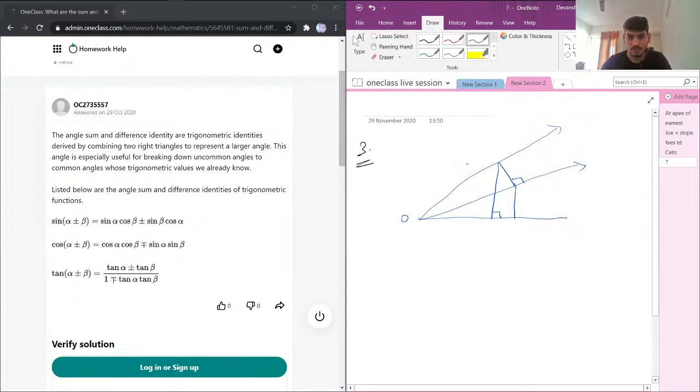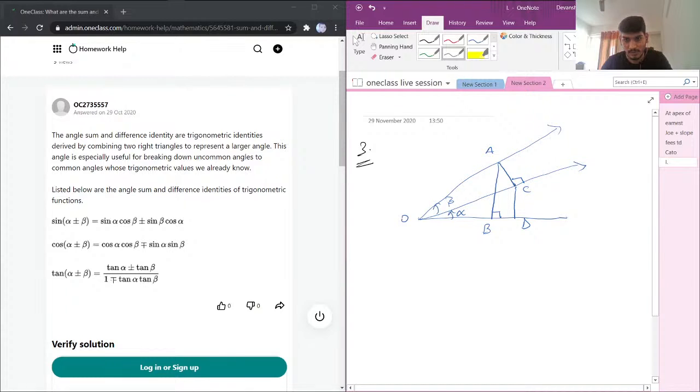Let's say this is O, this is A, this will be my B, this is C, and this is D, and this angle is alpha, this angle is beta, and let's say, so if this angle is alpha, I'll use a different color, green color.